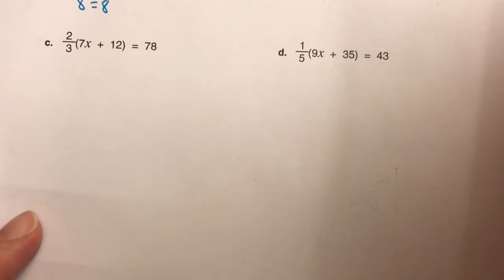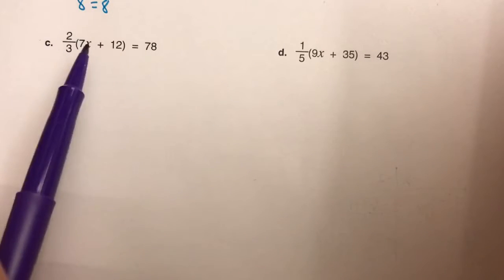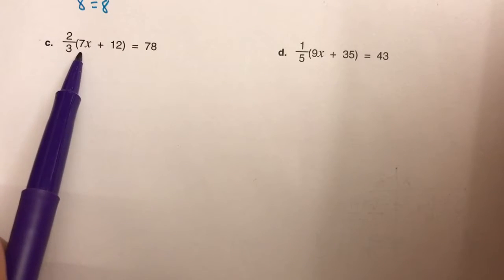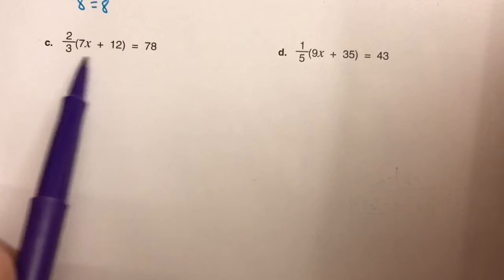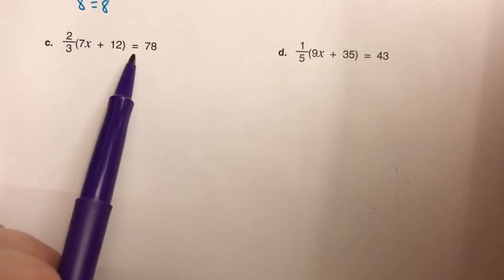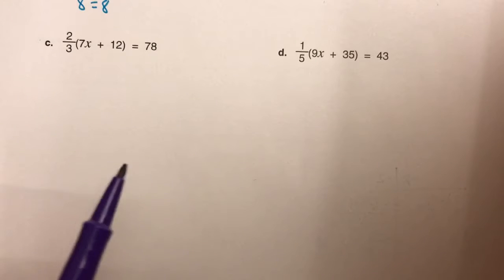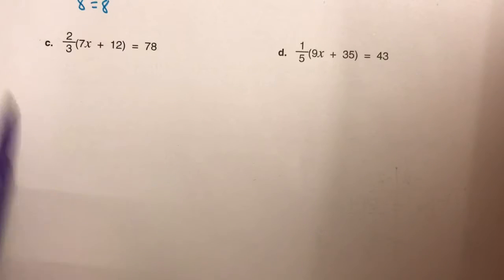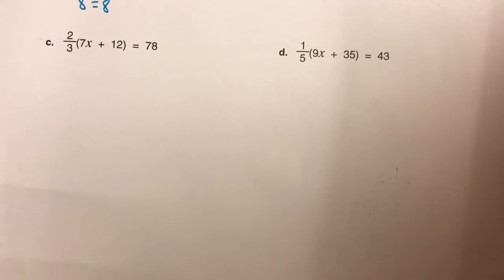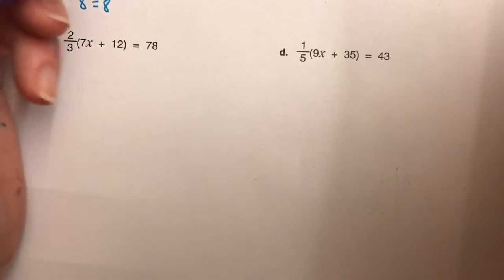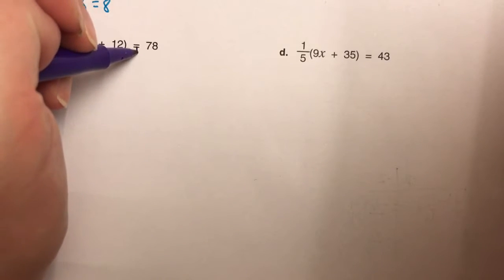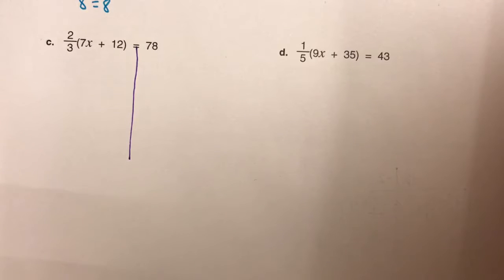So looking at the journey that x took on this problem, x has been multiplied by 7 and then add 12, and then all of that has been multiplied by 2/3, and that equals 78. All we're going to do for this problem is take off the layers. And so we just have to go backwards order of operations. Again, I will always start my problem with drawing a line where the equal sign is.